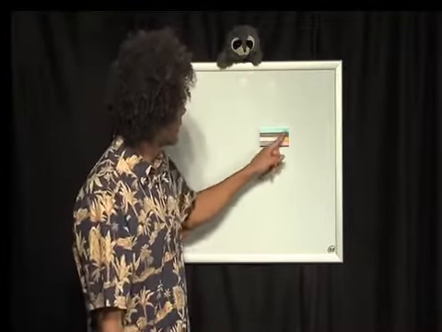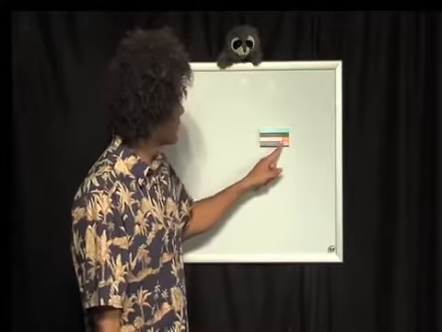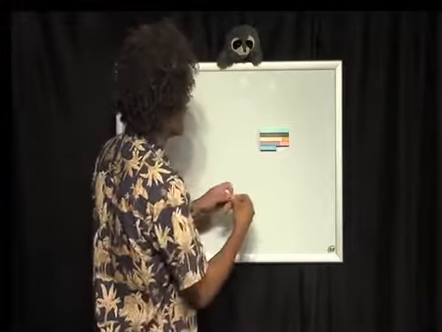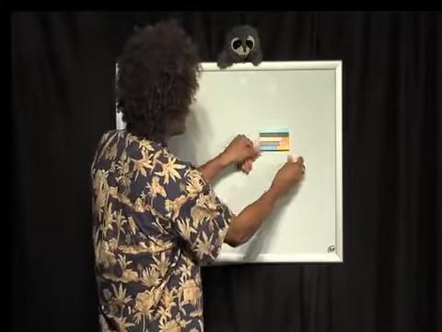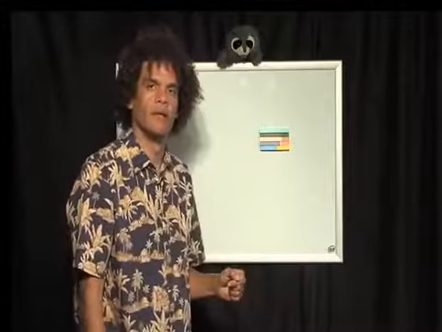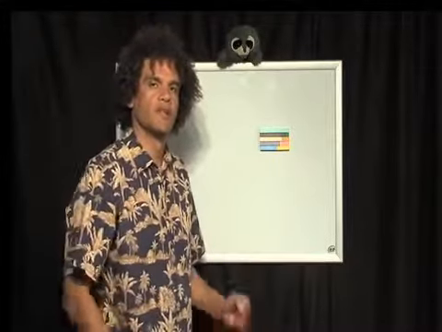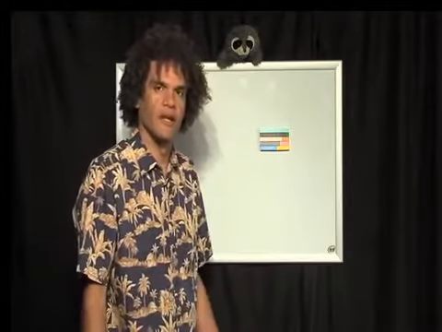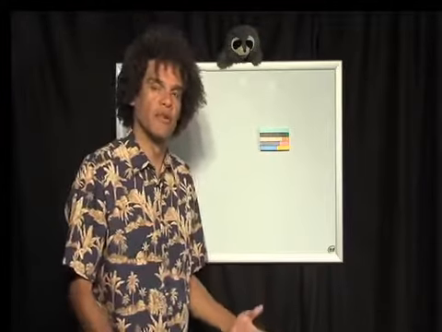Now, 8 needs a 1, 7 needs a 2, 6 needs a 3, and the last one, of course, 5 needs a 4. Now the reason why we spend so much time on this is because it is crucially important that children understand that numbers are made up of other numbers.